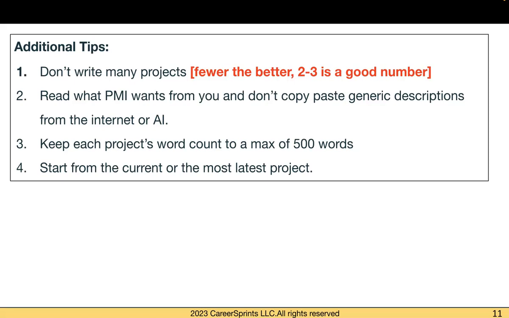Next, keep the project's word count to a maximum of 500 words. The actual range is between 200 and 500, so just stick to that. Don't try to exceed that. The person reading your application does not want to get bored with a very lengthy application description, so keep it to that limit. And lastly, start from your latest project, your current project, and work backwards until you reach the total months required, which is 36 or 60 months. So these are some key tips that you should follow.